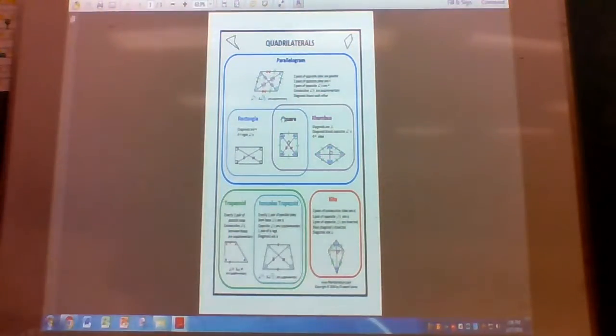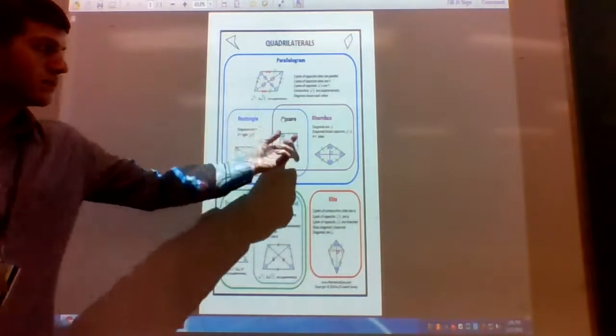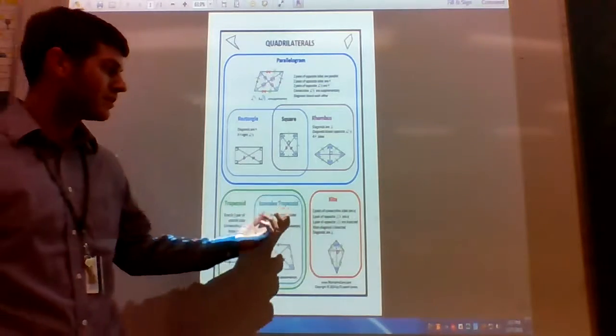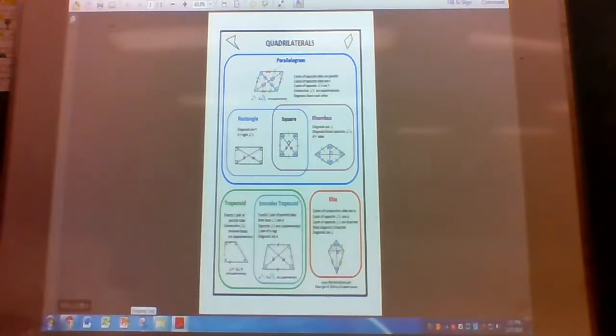This is on the properties of quadrilaterals, at least the properties of the 7 specific or special quadrilaterals we're going to talk about in here. So parallelograms, rectangles, squares, rhombus, trapezoids, isosceles trapezoids, and kites.